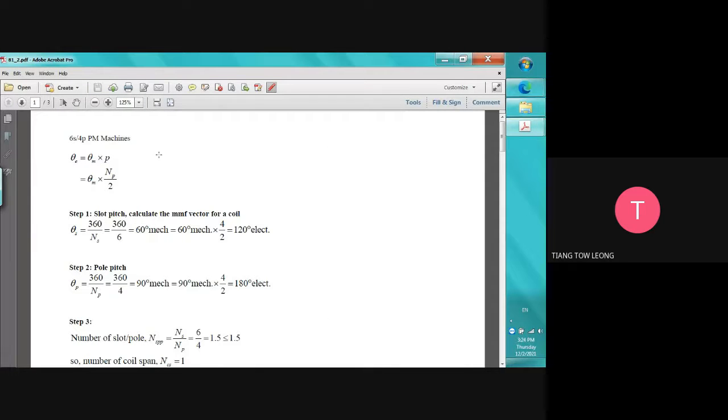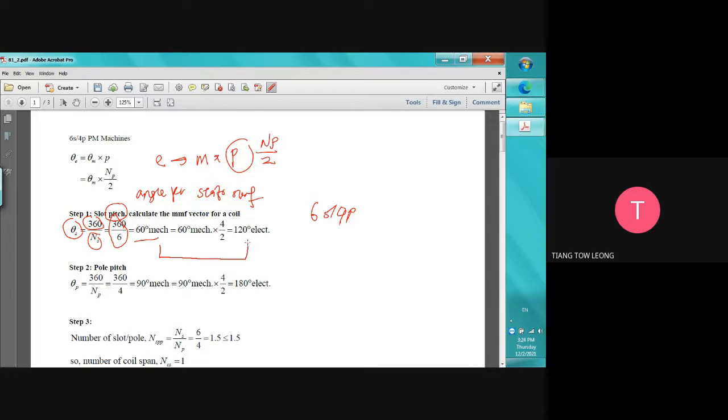Okay, first of all, we need to know electrical to mechanical is mechanical times pole pair, where the pole pair is the number of pole divided by 2. Then we need to calculate the angle per stator slot. Theta S is 360 degree divided by number of slot. Then we use 360 divided by 6 because this is a 6-slot 4-pole PM machine. Then we have a 60 mechanical degree.